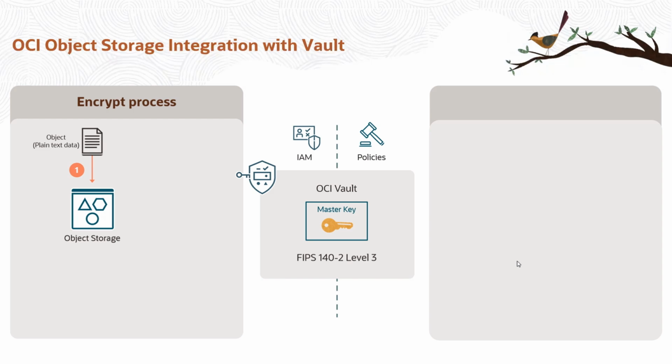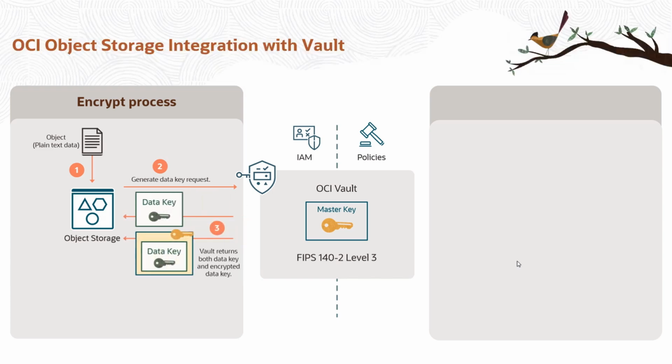Let's say it's a log file. You want to put that in an object storage bucket. So what the object storage does is it requests a plain text data encryption key and a copy of the key encrypted under the master encryption key from the Vault service. So as you can see here, it's generating a data key request.